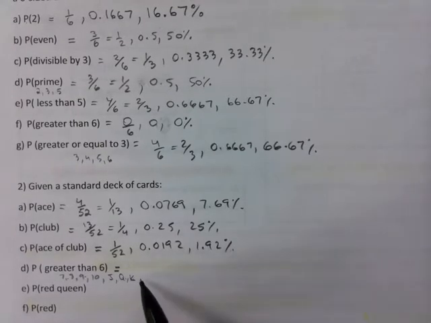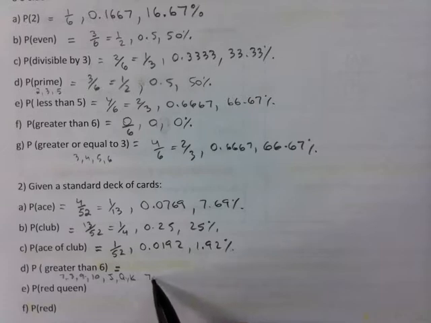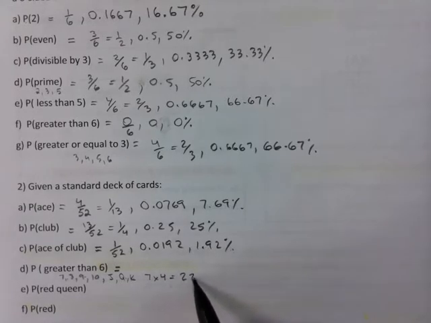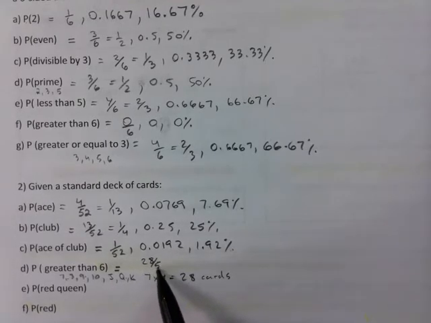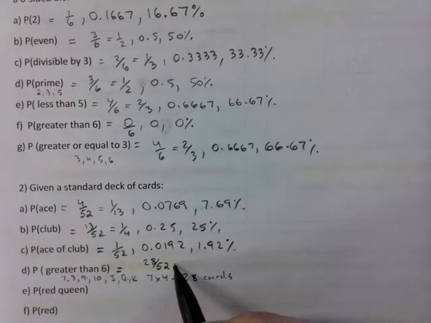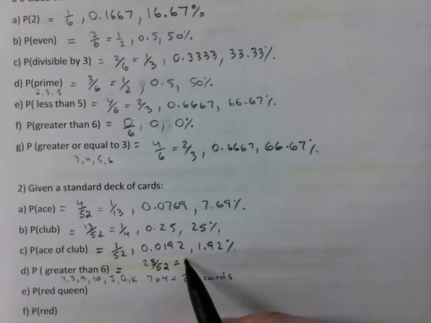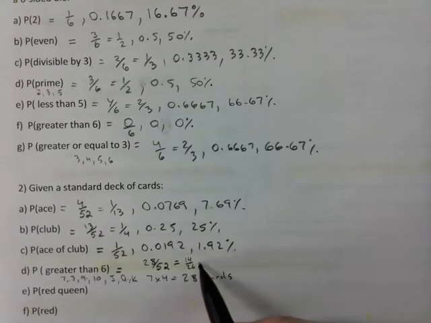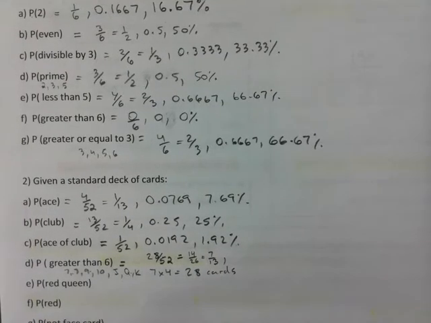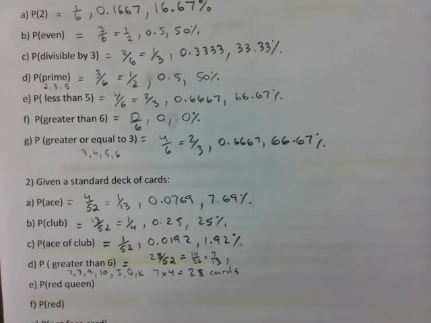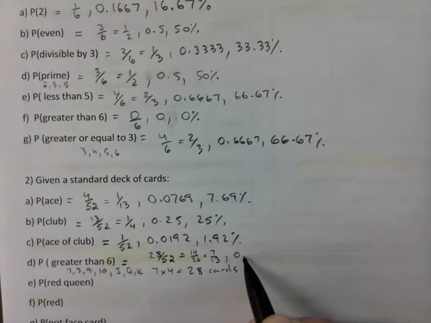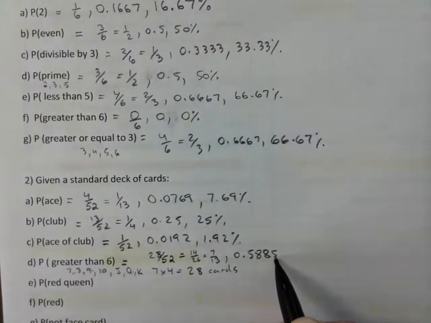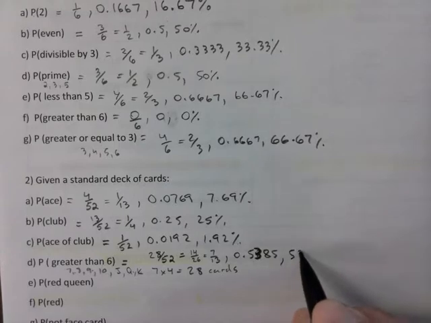So there's 7. So 7 times 4, right? 28 cards. So it'd be 28 over 52. 14 over 26. 7 over 13. That's 0.5385, 53.85.